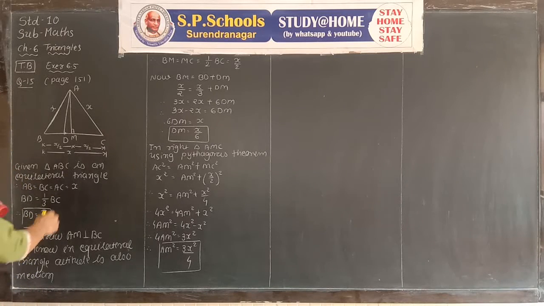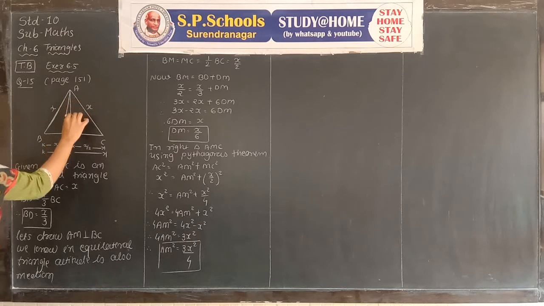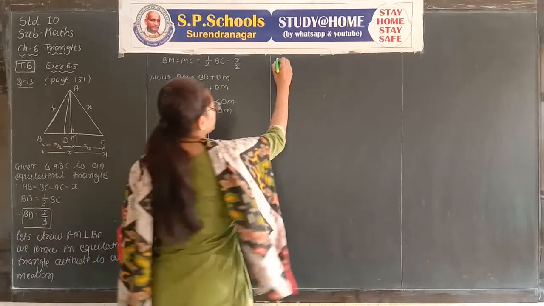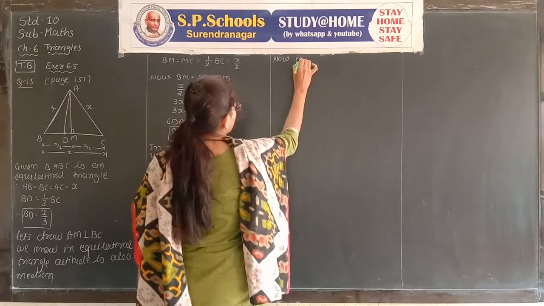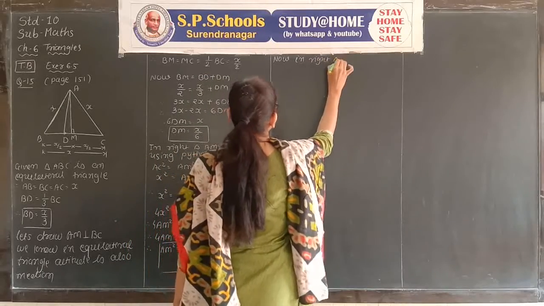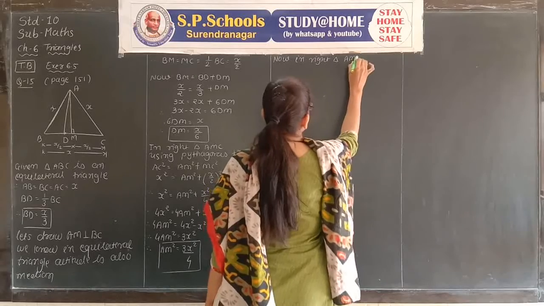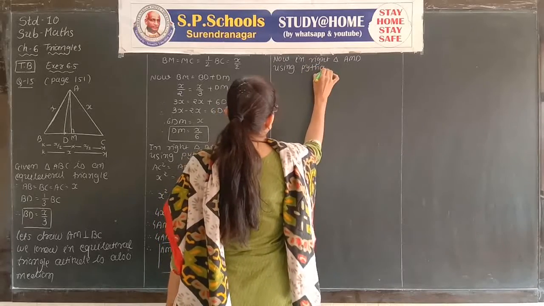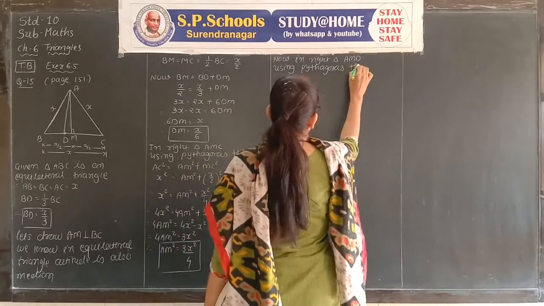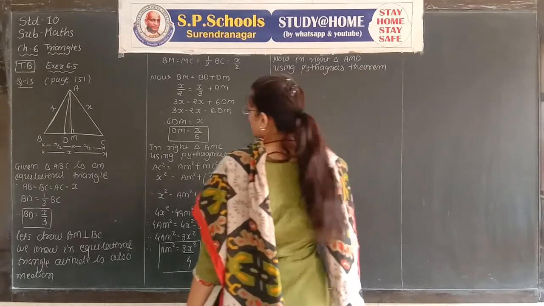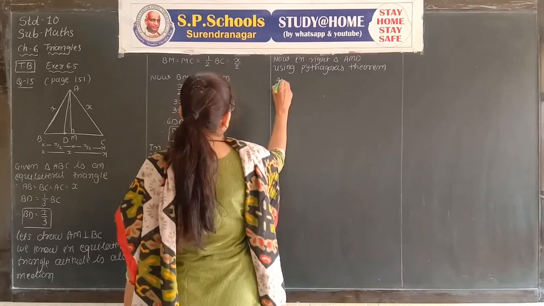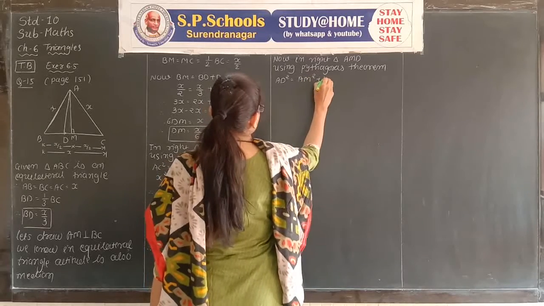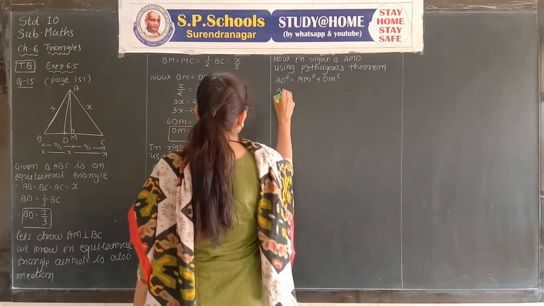Now we apply Pythagoras theorem in the smaller triangle, the middle triangle, which is AMD. In right triangle AMD, using Pythagoras theorem, the hypotenuse is AD. Square of AD is equal to AM square plus DM square. AD square remains as it is.